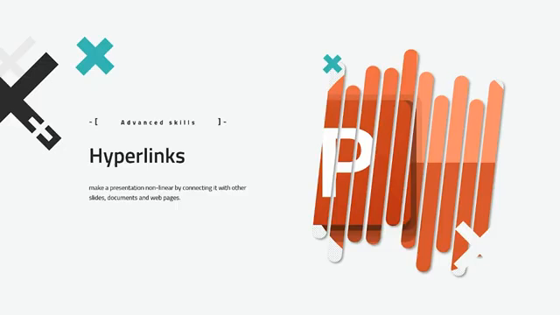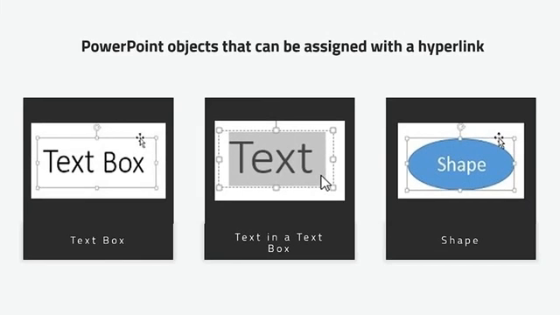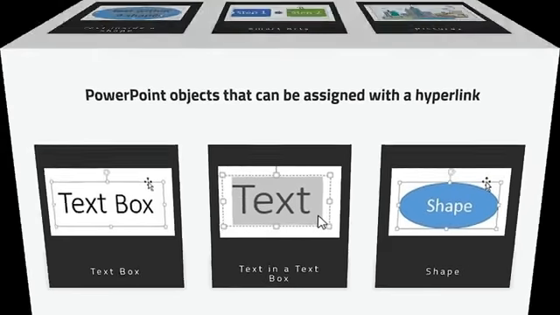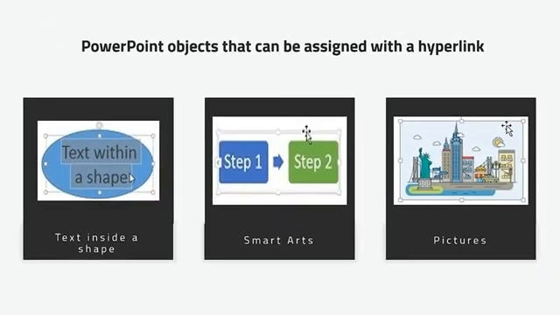There are different objects in Microsoft PowerPoint that we can put a hyperlink into. There are actually 6. The first one being a text box, a text in a text box, the shapes that are present inside Microsoft PowerPoint, text inside the shape, smart arts, and all the pictures or graphics that we are going to be using. To give you a quick demonstration of how we can create hyperlinks, I will close down the presenter view and show you how I create hyperlinks.